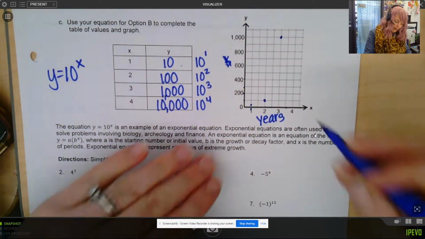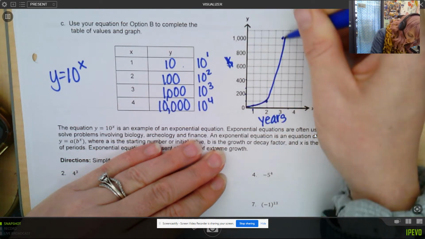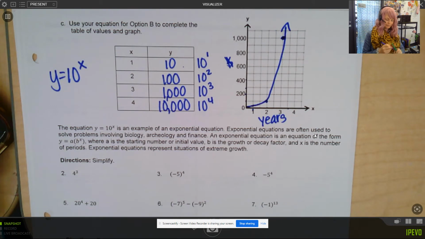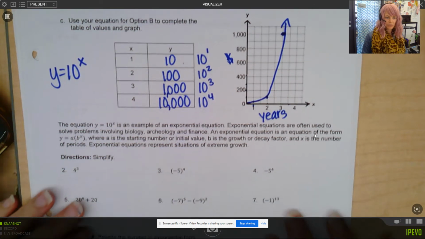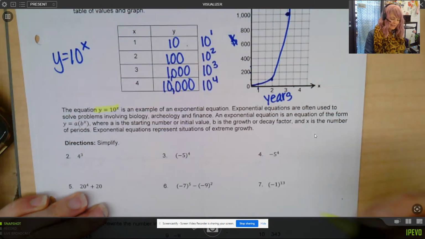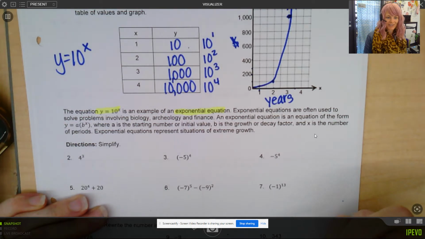Okay, let's see how well we can make this curve. Woo! So extreme. Just make that dot a little bigger so it looks like it goes through it. Wow, look at that extreme growth, you guys. So this equation, y equals 10 to the x power, is an example of an exponential equation. Exponential equations are often used to solve problems including biology, archaeology, and finance.